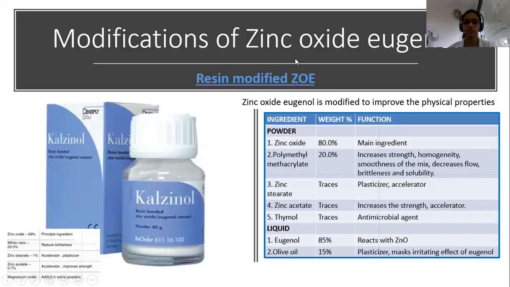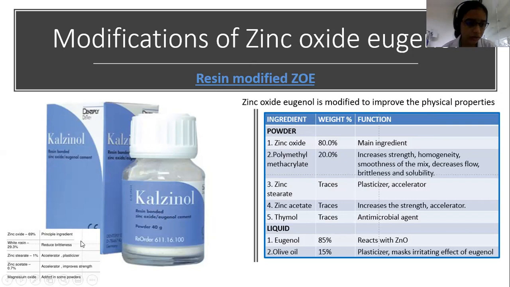Coming to the modifications of zinc oxide eugenol. Zinc oxide eugenol is modified to improve its physical properties. The first is resin modified zinc oxide eugenol. In resin modified zinc oxide eugenol, a resin is added to the powder. So, what resin is added? 20% of polymethyl methacrylate is added.